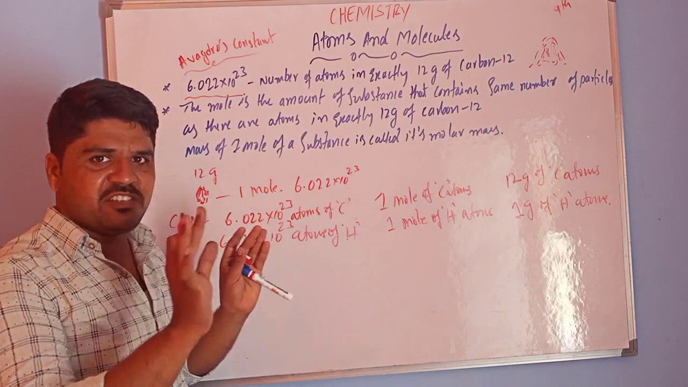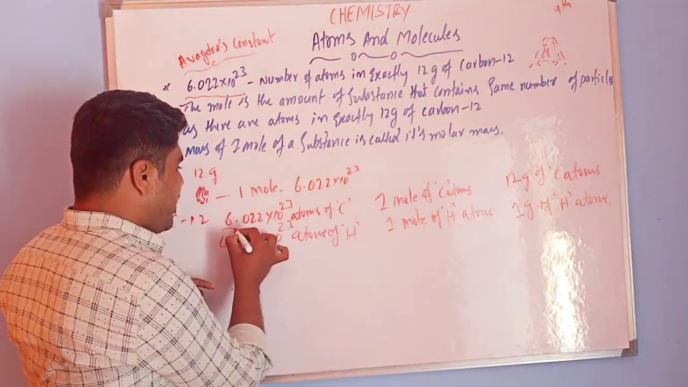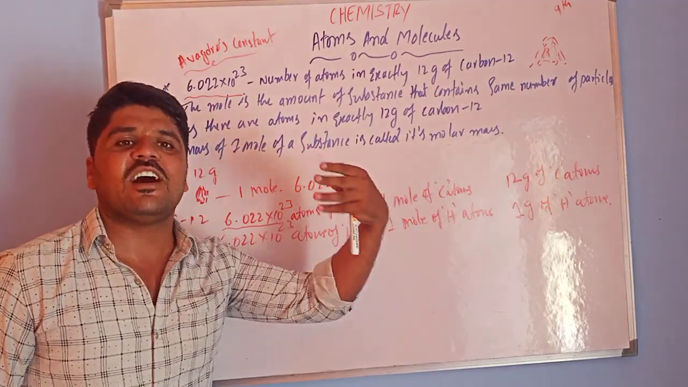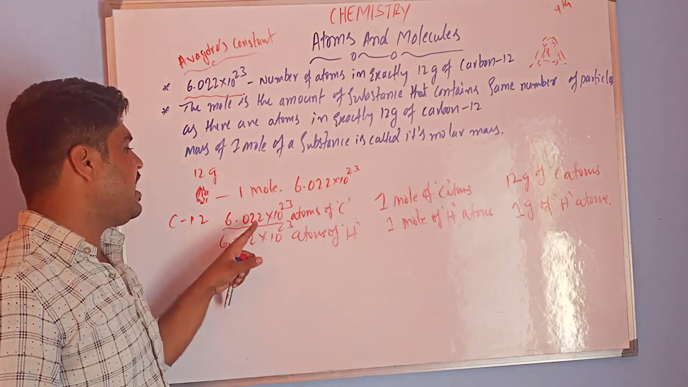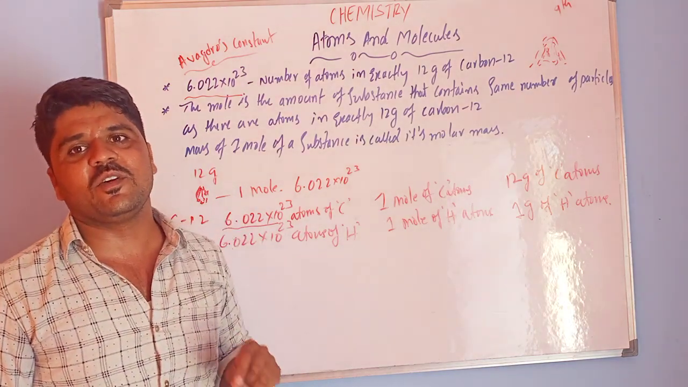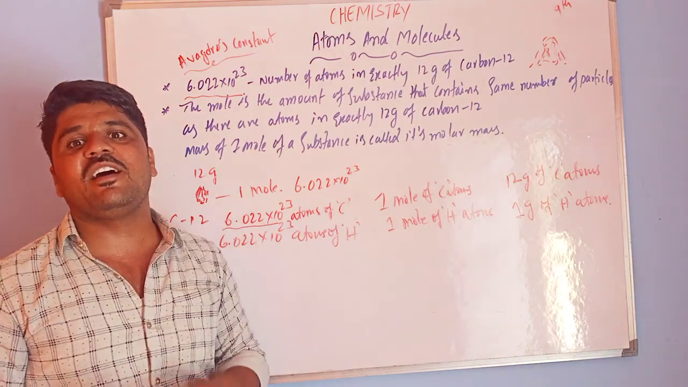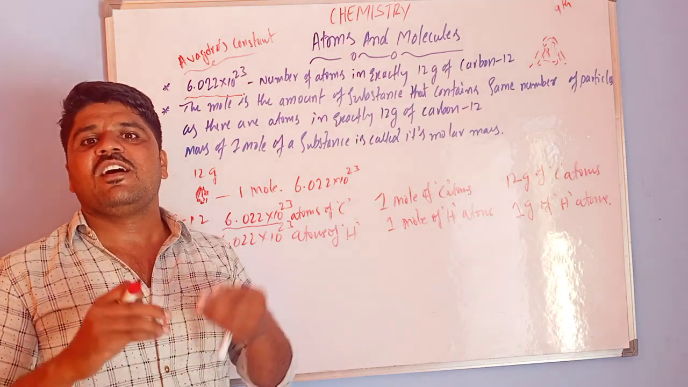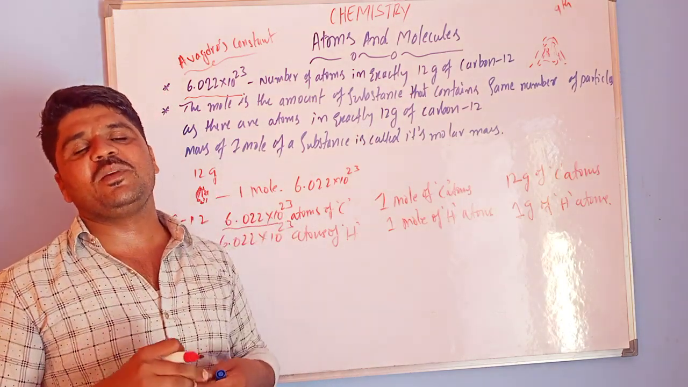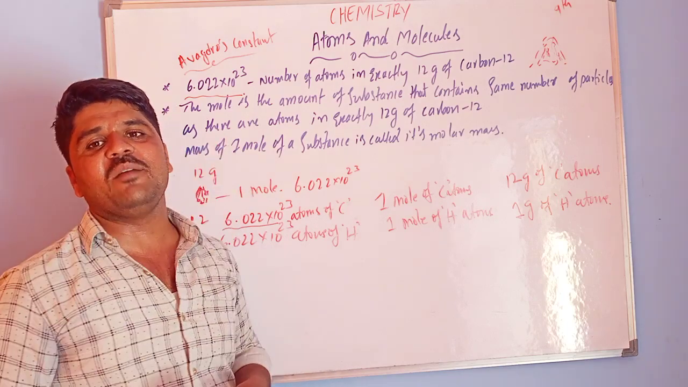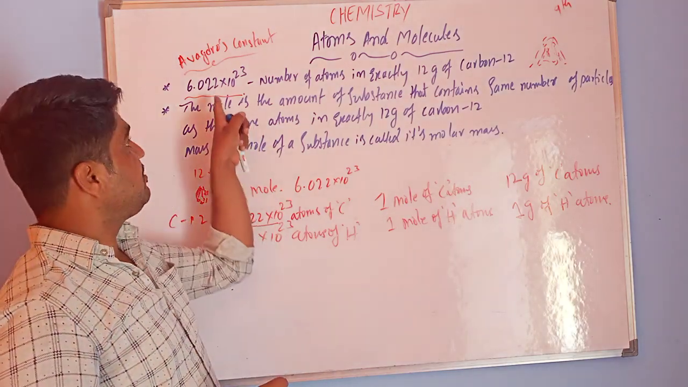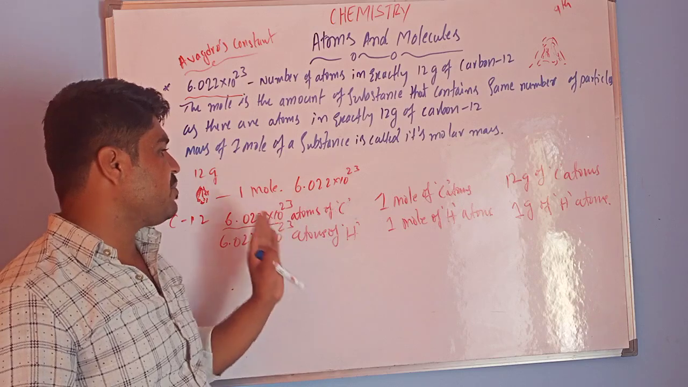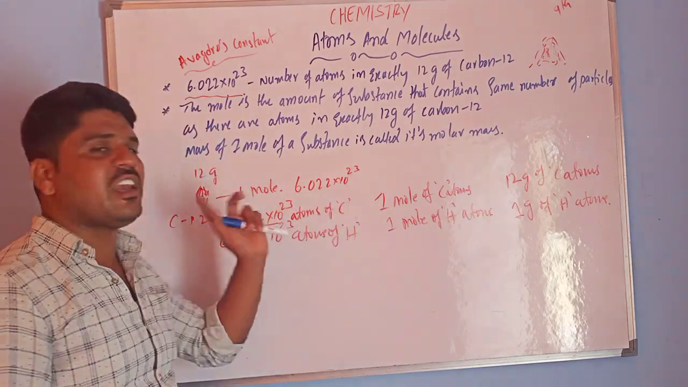You have to remember one thing: 6.022 into 10 to the power of 23 means 1 mole of any atoms. This we also call Avogadro's constant. This number is named after a scientist, Avogadro. In his honor, they gave the name Avogadro's constant. The Avogadro constant value is the same, and the number of atoms present in 1 mole of any species is also the same.